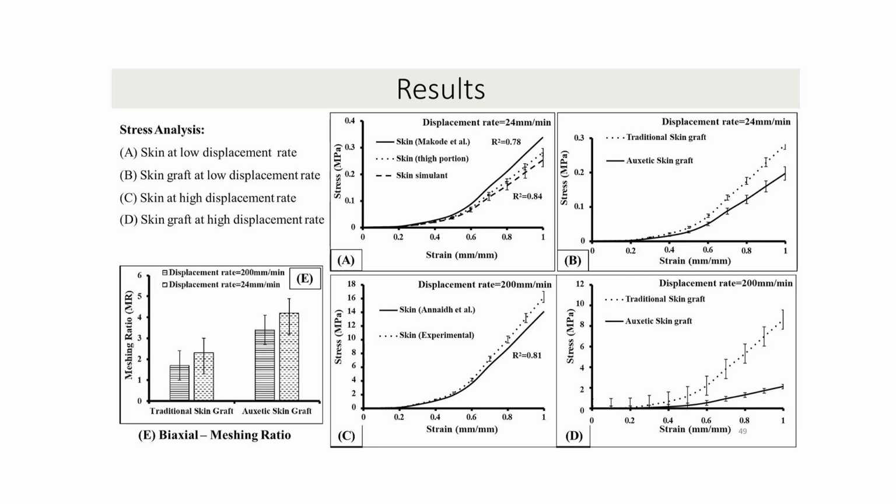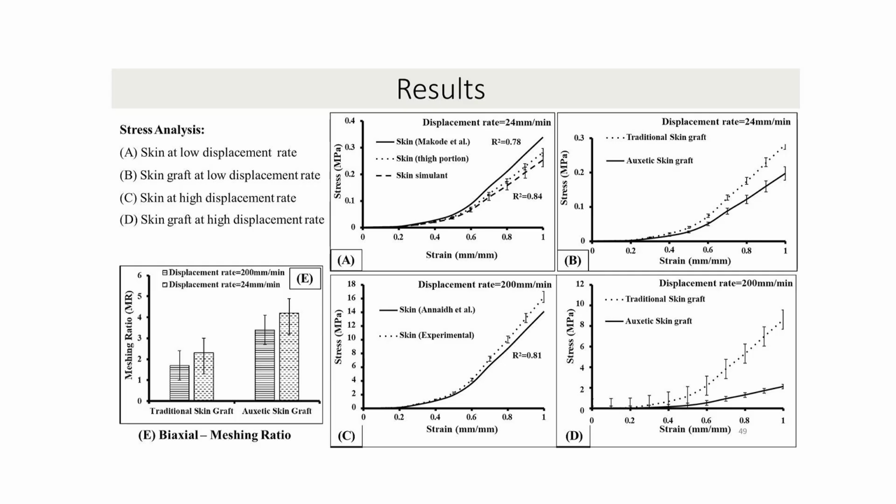We have to make the displacement rate or the strain rate constant here, and we looked at this stress strain profile. These are the test results, with error bars, because every test has been conducted on multiple samples. So skin simulant has the lowest property, followed by the skin thigh portion and the skin Makode et al.